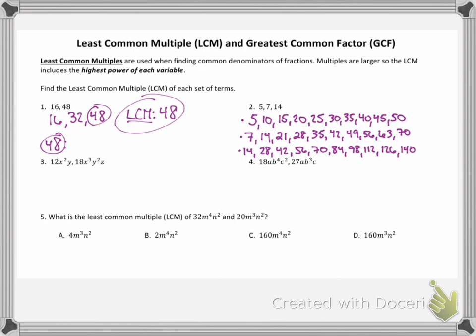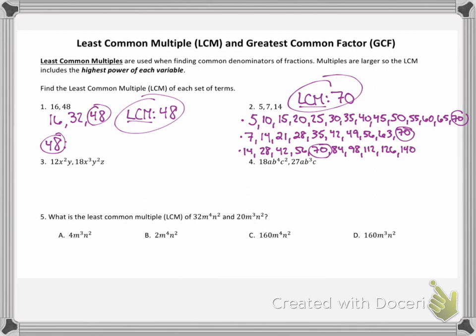So if I keep counting by fives though, you'll notice eventually I finally get a common number with all three sets. 70. Takes a little longer, but we get there. So if I skip count 5, 7, and 14, the first number I run into is 70. That means my LCM is indeed 70. That's the least common multiple for all three of these values.